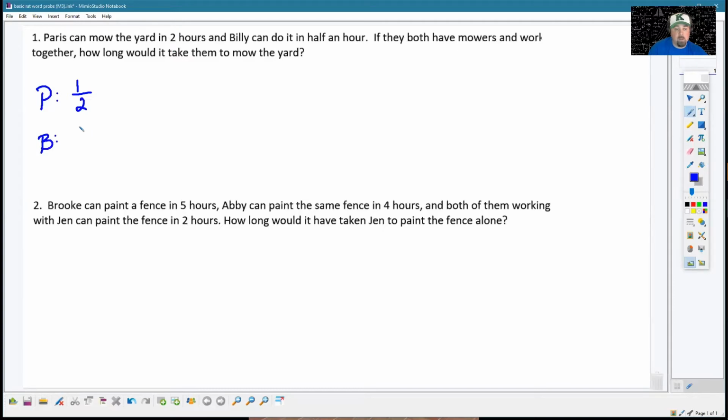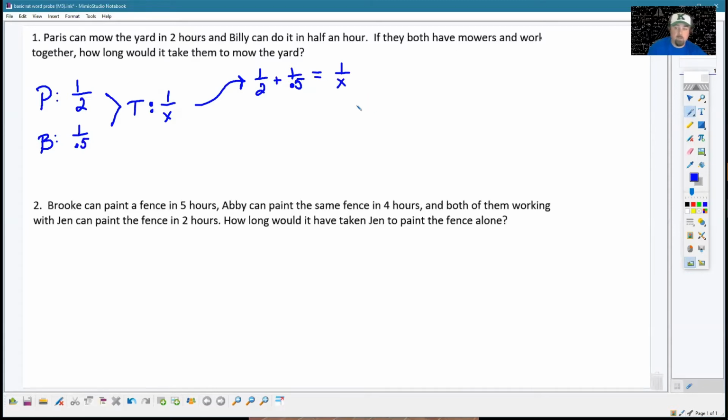Even though this is going to be an interesting looking fraction, I'm going to leave it this way, 1/0.5, because that's half of an hour, since 2 is measured in hours, and half of an hour is 0.5. Those two should add together to get their together time, and that's what we want to find. So this one's going to be our 1/x. So what we do is we set up a rational equation. The two independent rates should equal the together rate.